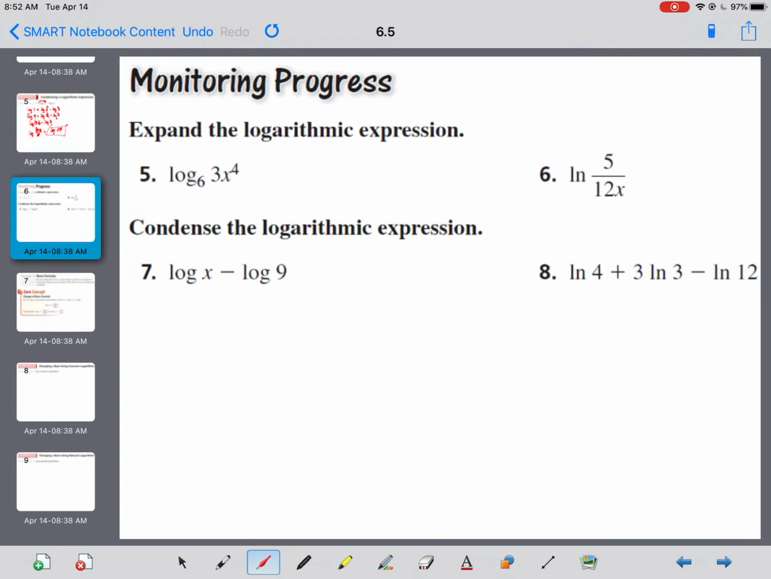Okay. All right, so you've got a couple expanders and a couple of condensers. Give it a pause, try them, come back, see how they go.